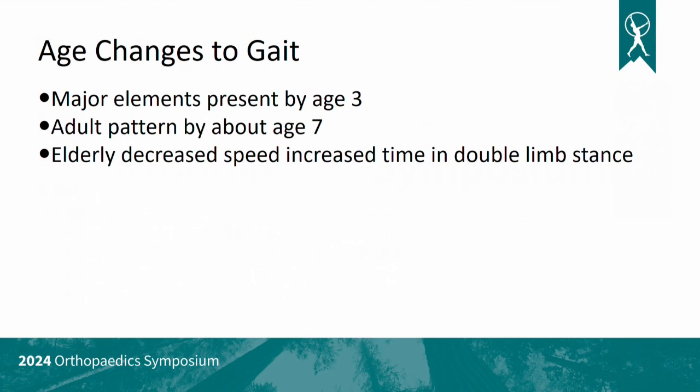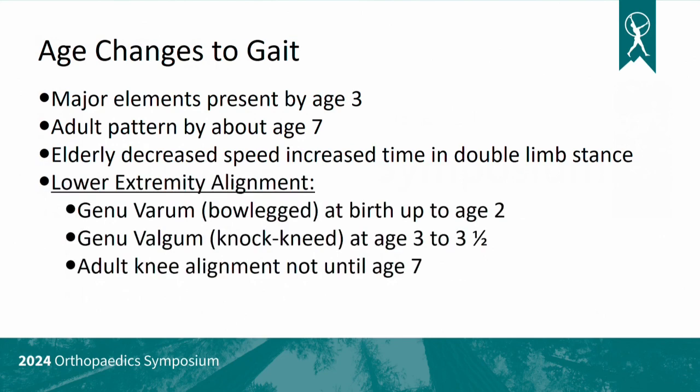Most children by about age 7 kind of walk like a really normal adult. And then as we get older, it starts to go the other way where the gait slows down, and there's more time in double limb stance because there's more need for balance and stability. And so these change over time.